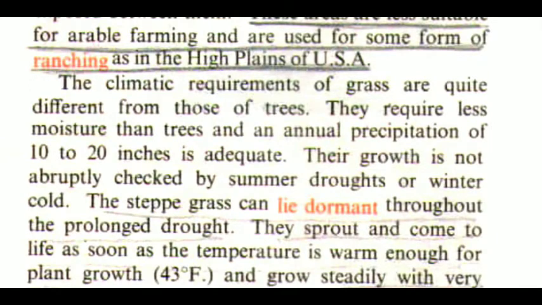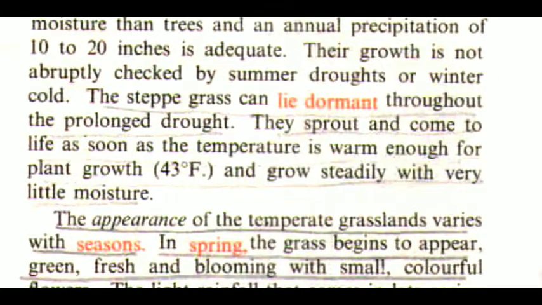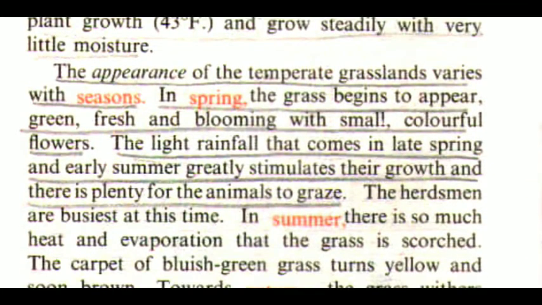They require less moisture than trees, and an annual precipitation of 10 to 20 inches is adequate. Their growth is not abruptly checked by summer droughts or winter cold. The steppe grass can lie dormant throughout the prolonged drought. They sprout and come to life as soon as the temperature is warm enough for plant growth, that is 43 degrees Fahrenheit, and grow steadily with very little moisture. The appearance of the temperate grasslands varies with seasons.